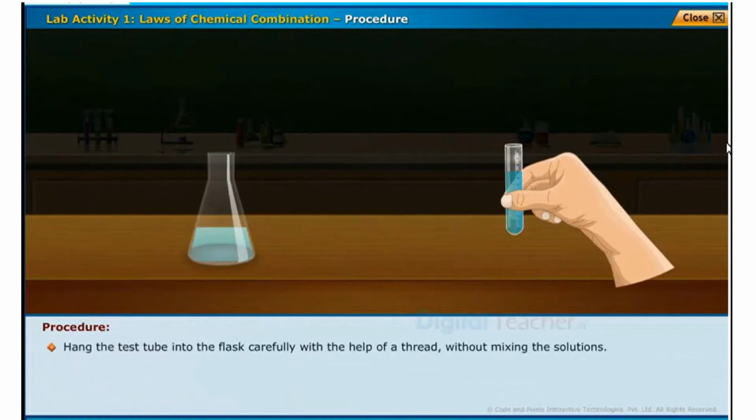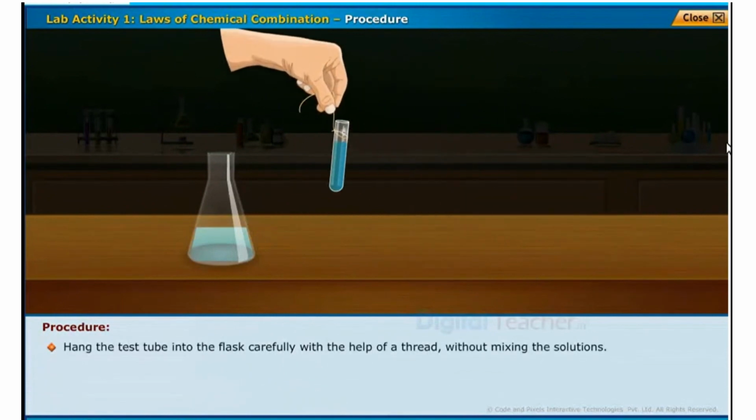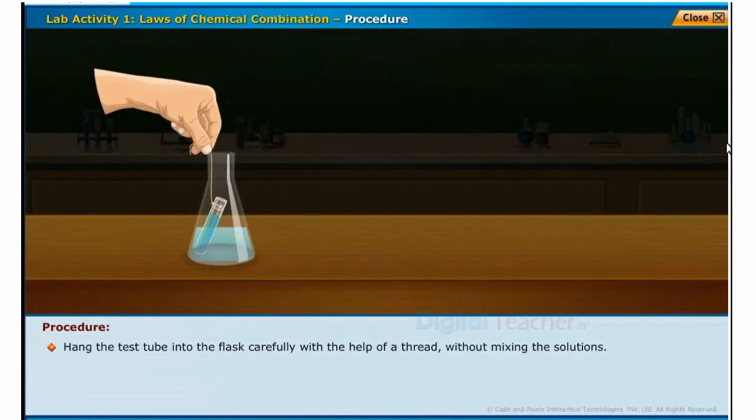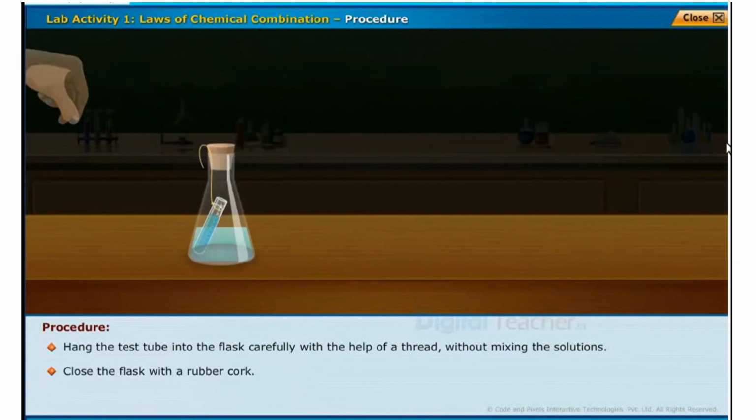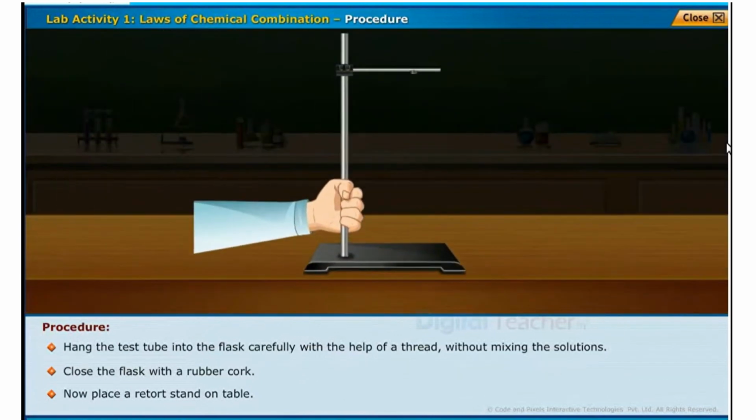Hang the test tube into the flask carefully with the help of a thread without mixing the solutions. Close the flask with a rubber cork. Now place a retort stand on the table.